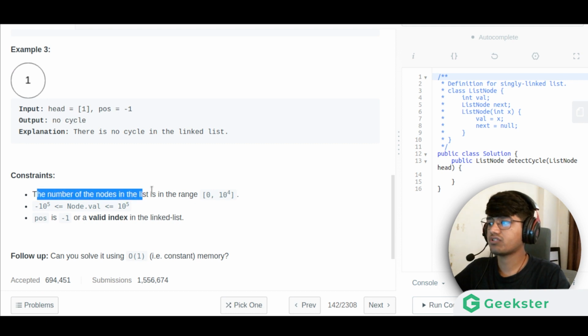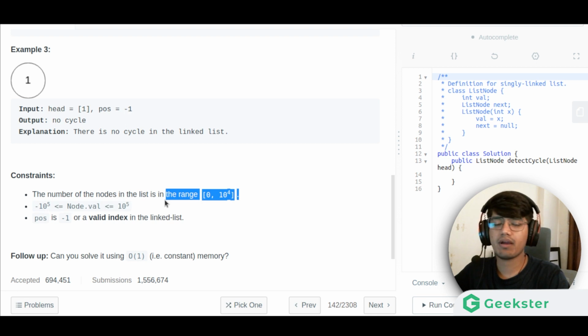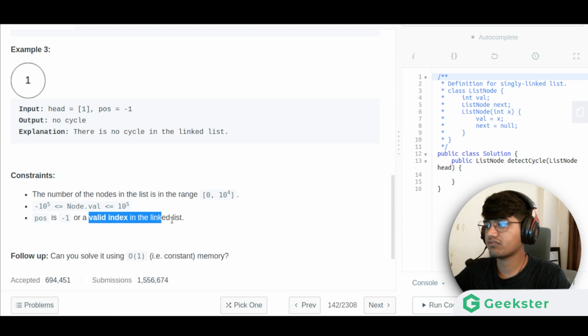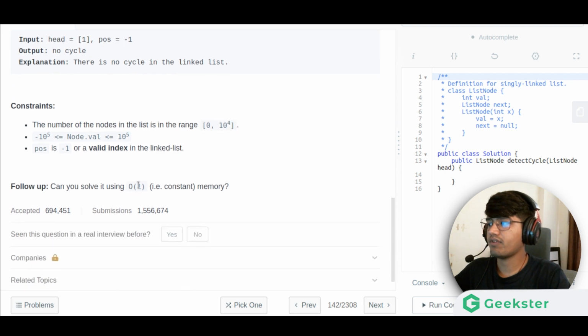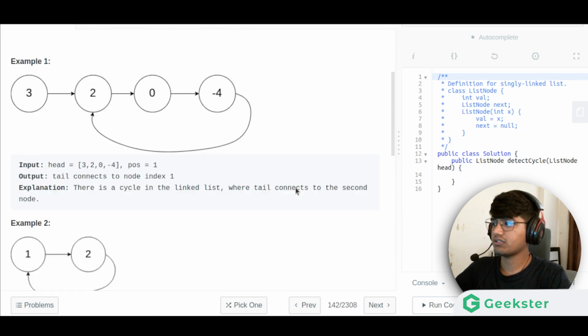Now the number of nodes in the linked list can range from 0 to 10 to the power 4, and the value can be from -10 to the power 5 to 10 to the power 5. Position is -1 or a valid index of the linked list. We are trying to do this problem in O(1) memory. So let us try to solve this.